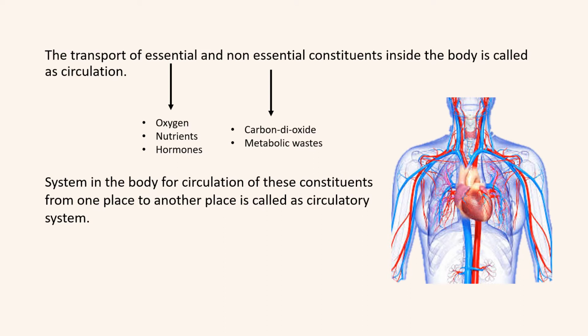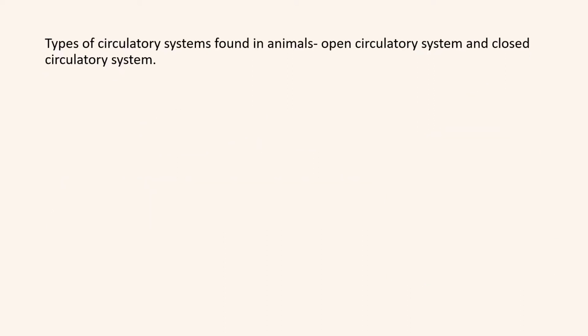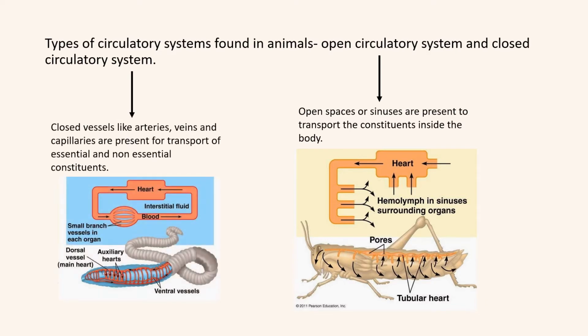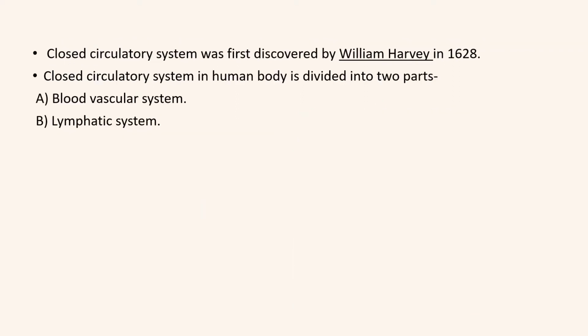circulatory system. Two types of circulatory systems found in animals are the open circulatory system and the closed circulatory system. The open circulatory system shows open spaces, or sinuses, to transport the constituents inside the body, while the closed circulatory system shows closed vessels, like arteries, veins, and capillaries, for transport of essential and non-essential constituents. The closed circulatory system was first discovered by William Harvey in 1628.